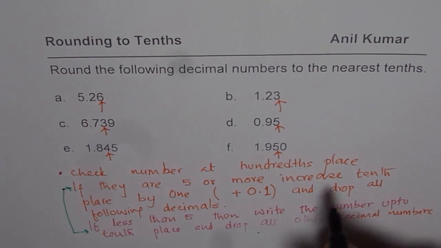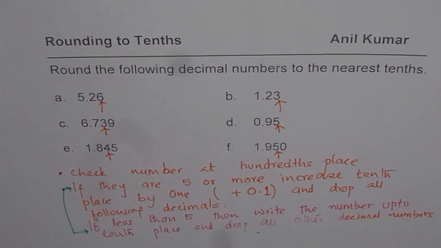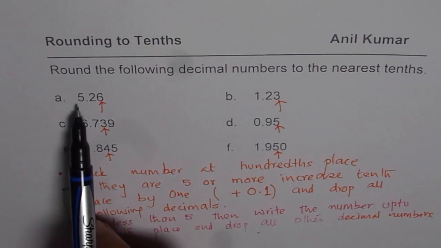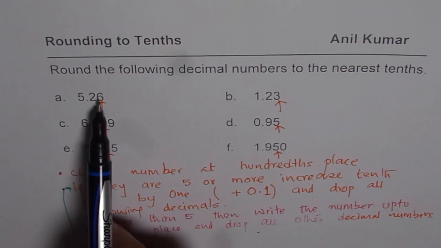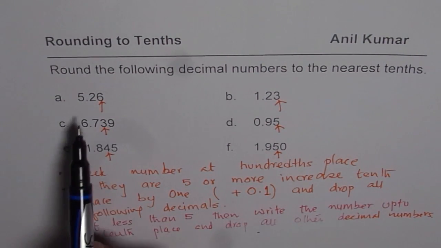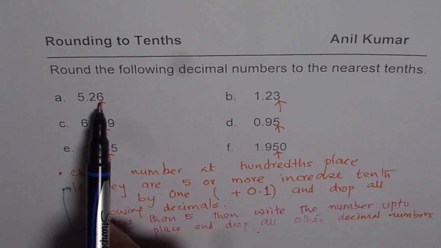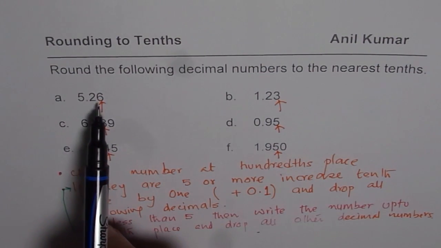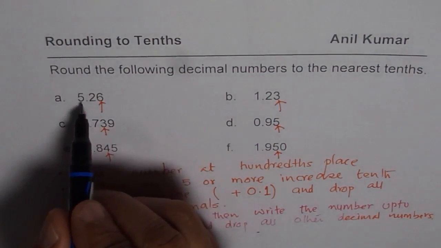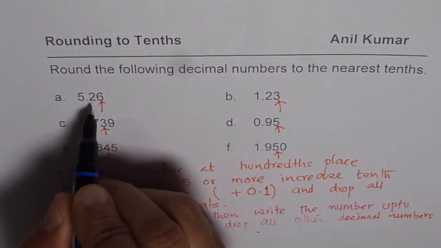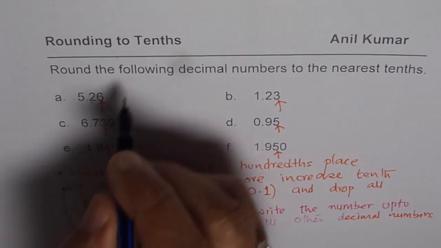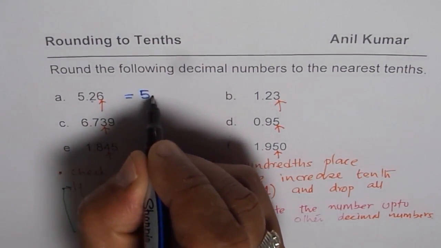So let's try to understand what we have written here. First step is check the 100th place. So this is 5 and 2 tenths, right? This is the 10th place. This is 6 hundredths. Check the 100th place. 6 is 5 or more. Yes, it is. 6 is more than 5. So what do we do? We increase 2 by 1. We add 0.1. So this becomes 5.3.